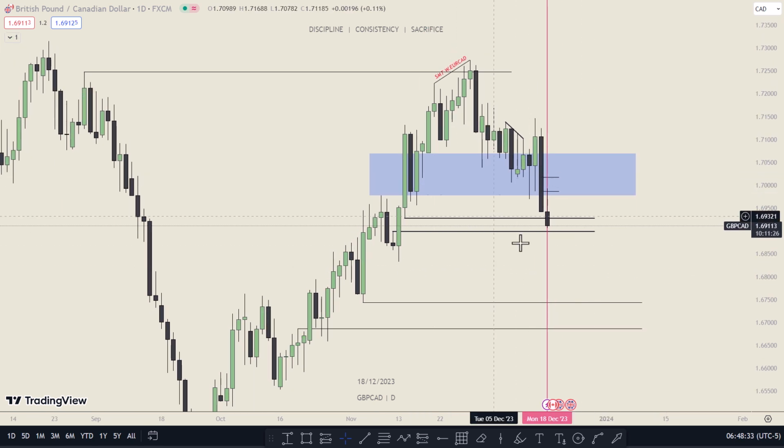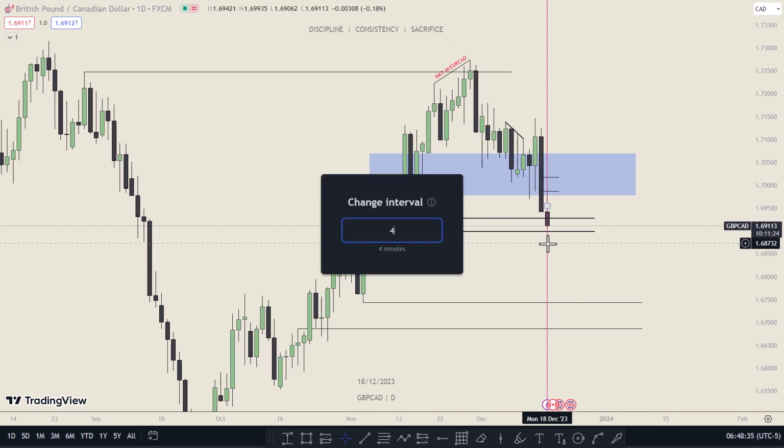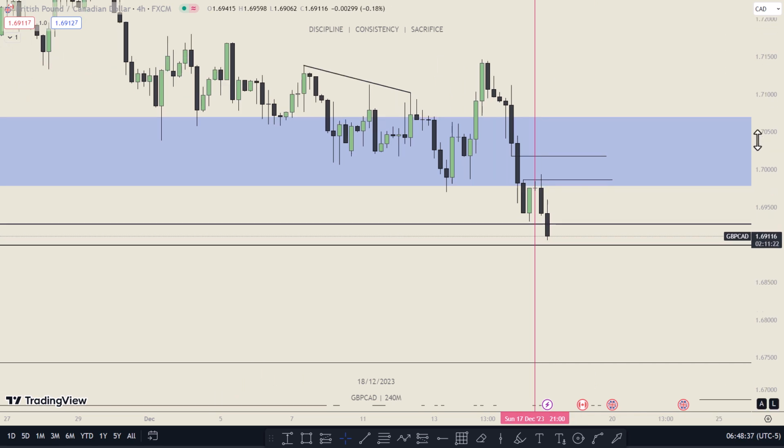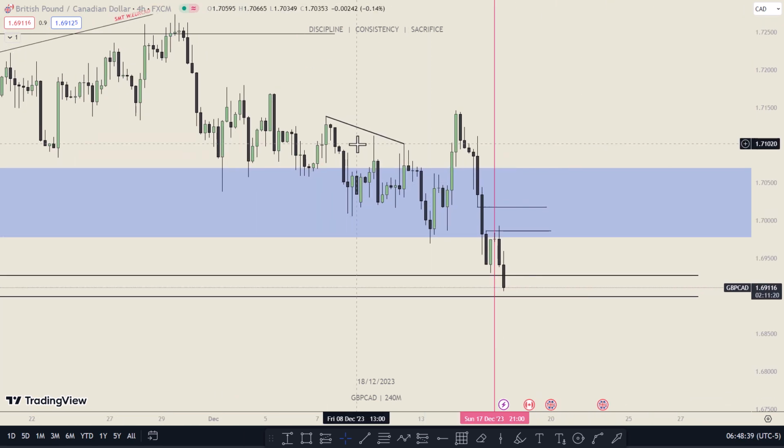So this is what we have on the daily. If you go to the 4-hour, things will get interesting. So I told you after price cleared all this buy side liquidity, this trend line, it rejected heavily to the downside.